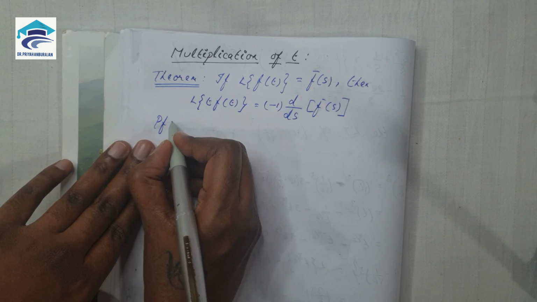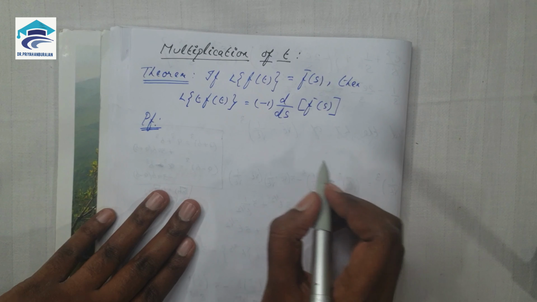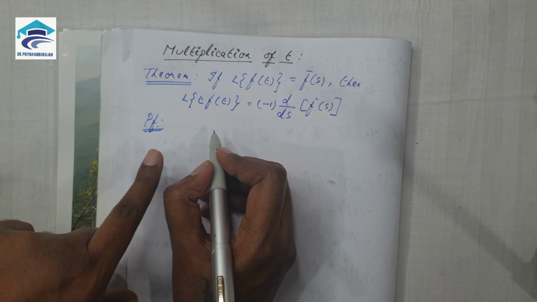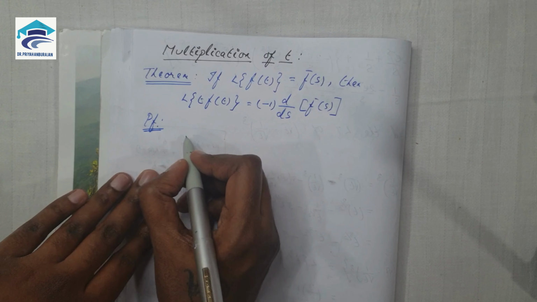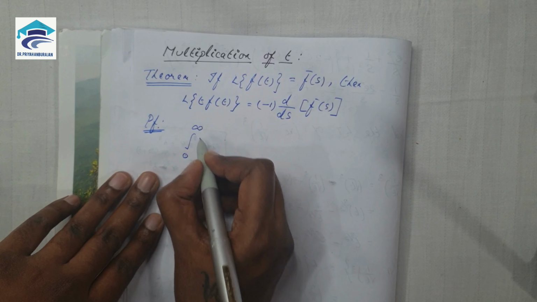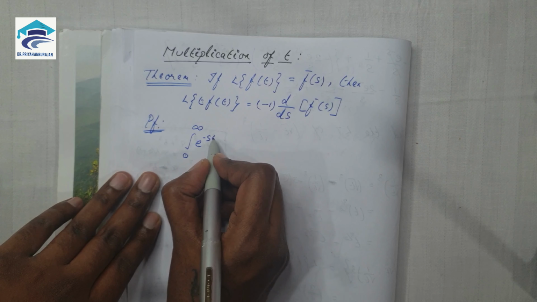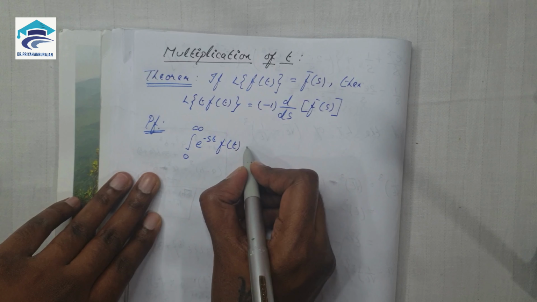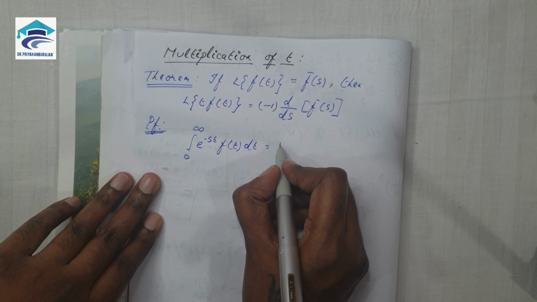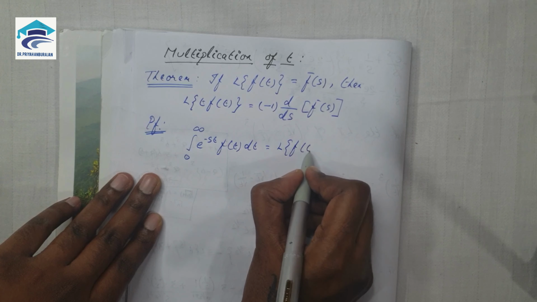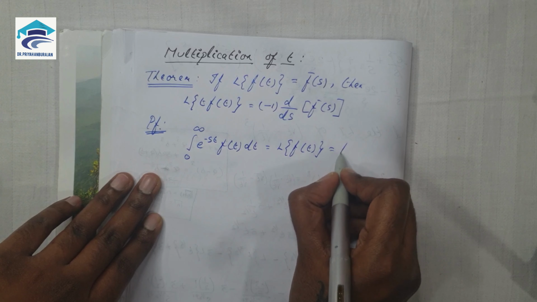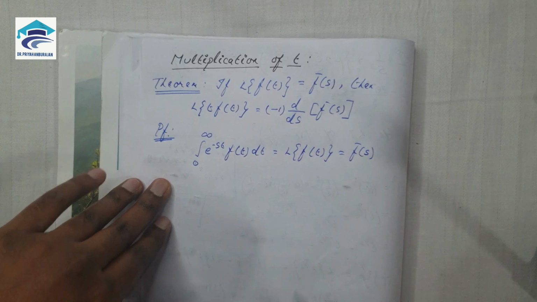Proof. So we all know what is a Laplace transform. We all know the formula. So it is integral 0 to infinity e power minus st f of t dt. This is equal to L of f of t, which is equal to f bar of s.